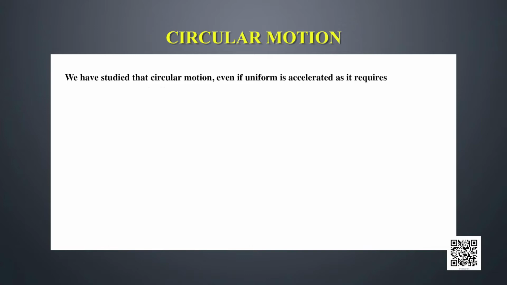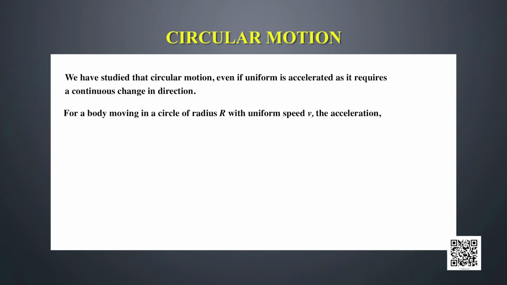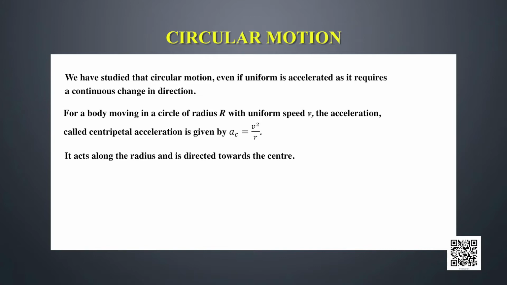Let's now take some examples of circular motion. We have studied that circular motion, even if it is uniform, is an accelerated motion because it requires a continuous change in direction. For a body moving in a circular path of radius r with a uniform speed v, the acceleration called centripetal acceleration is given by the ratio v square over r. The acceleration, that is centripetal acceleration, acts along the radius and is directed towards the center of the circular path.